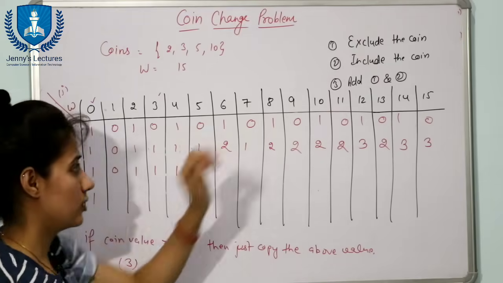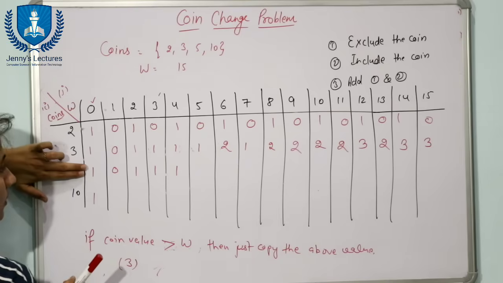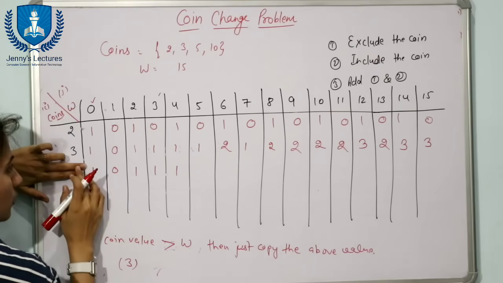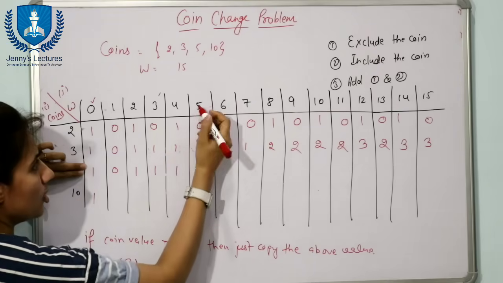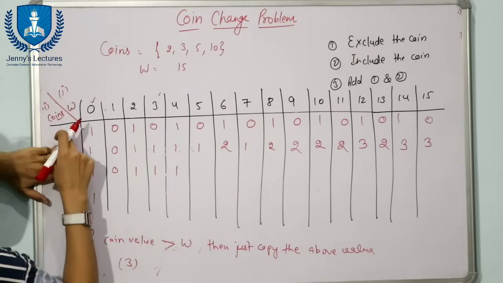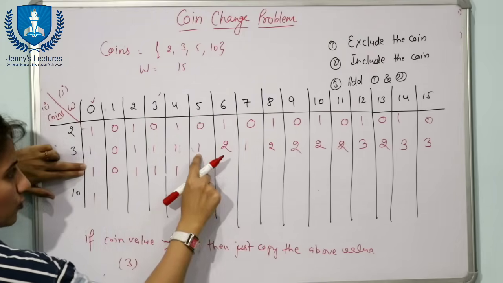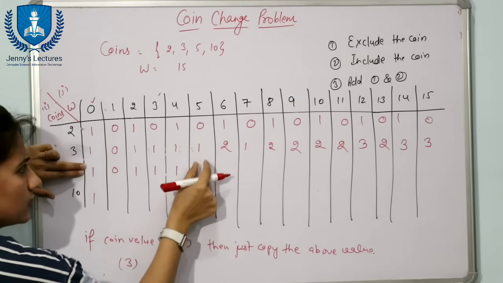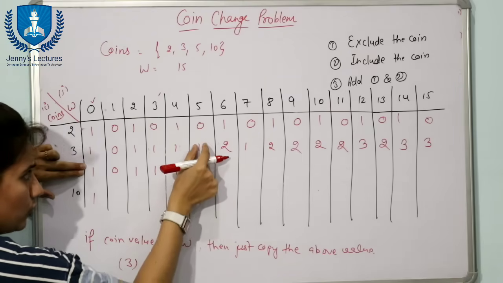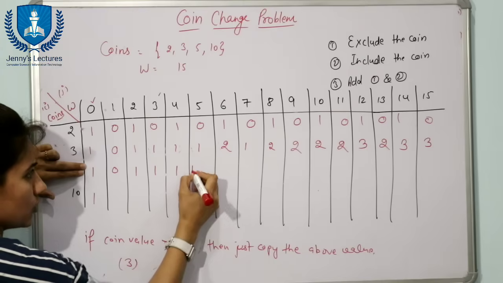Simply follow these rules. Exclude this coin, fine. Now if you exclude this coin, then in how many ways you can make a total of 5 using only the coins 2 and 3, denomination of 2 and 3? How many ways are there? One way is there only. Just copy the value of above cell, just take the value of above cell.